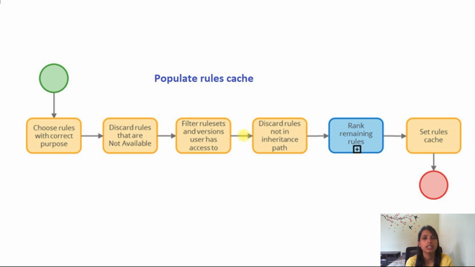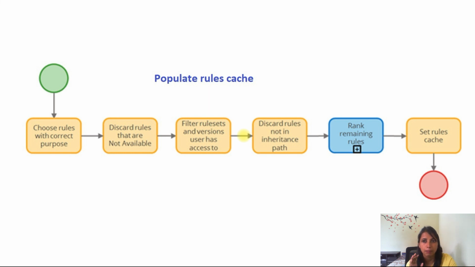If I'm looking for a section, I should get the list of the sections with the same name. Discard the rules that are not available. Whatever rule's availability has been set to not available, I will discard that rule. Then I will filter the rule set and version the user has access to. As I've told you, the rule set stack is one of the important factors in determining whether you can run that rule or not.